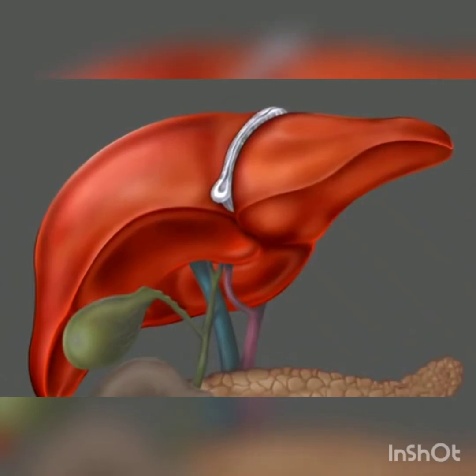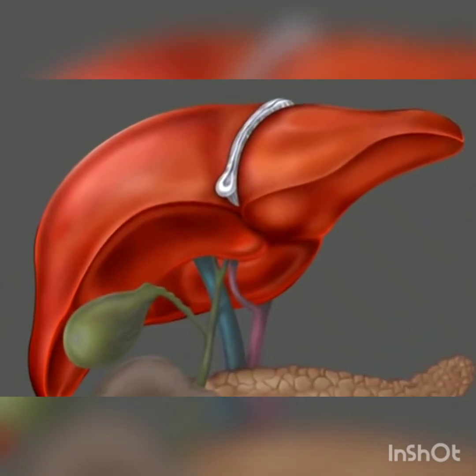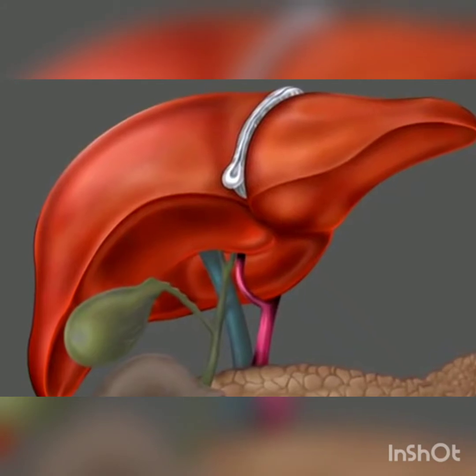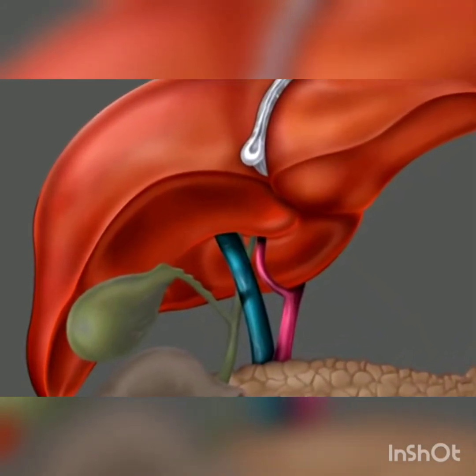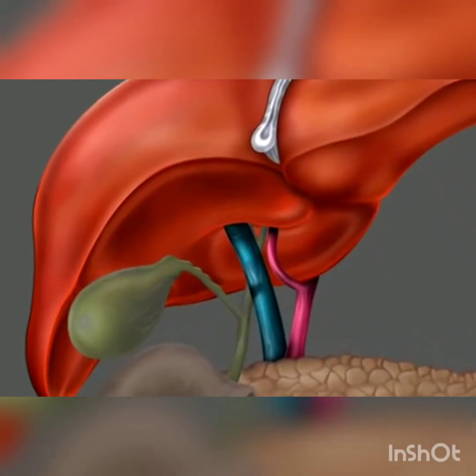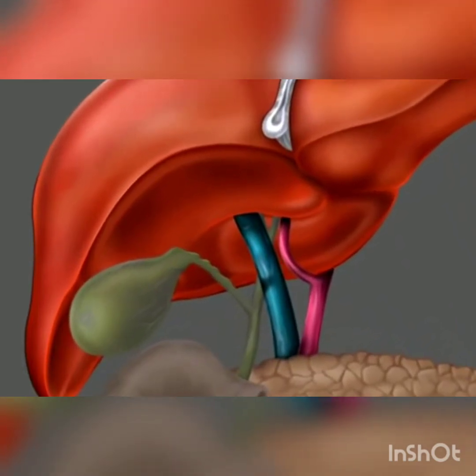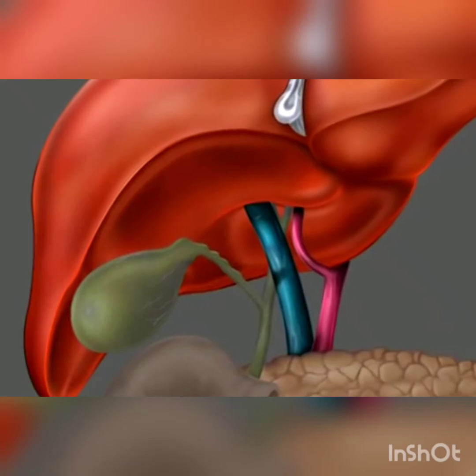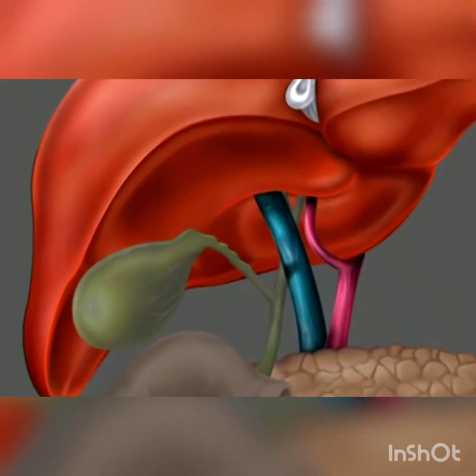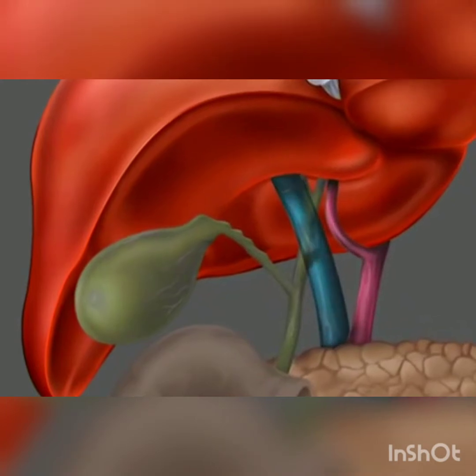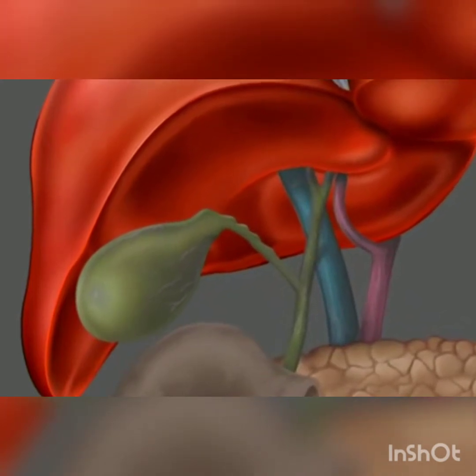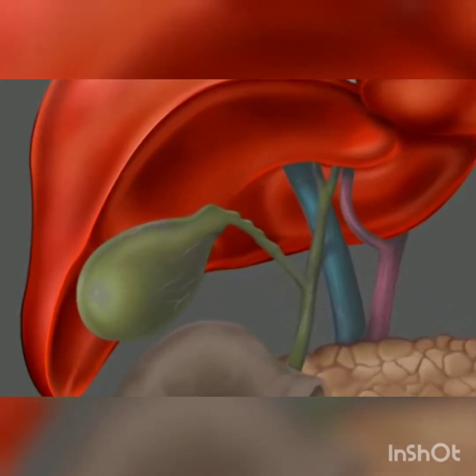Large blood vessels, the hepatic artery and portal vein, bring large quantities of blood that gives the liver a reddish brown color. The liver produces many substances including bile. That bile juice is stored in a sac called the gallbladder.